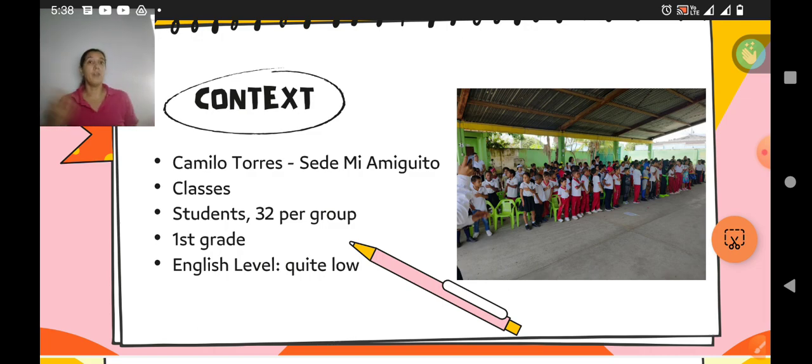The level of English is low because the students don't have an English teacher in the school, although the teacher in charge is the one who teaches them a little English. When I arrived at the classroom, they pronounced some numbers in English.